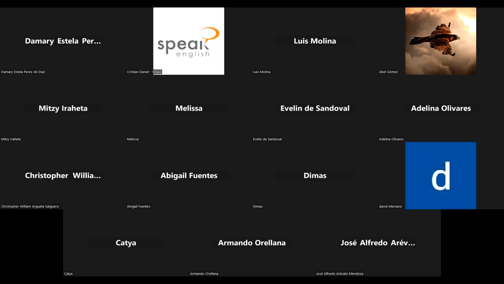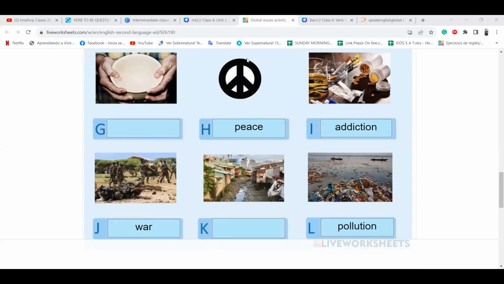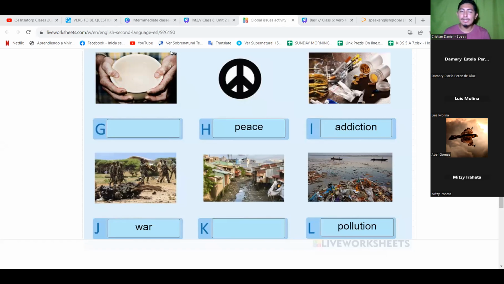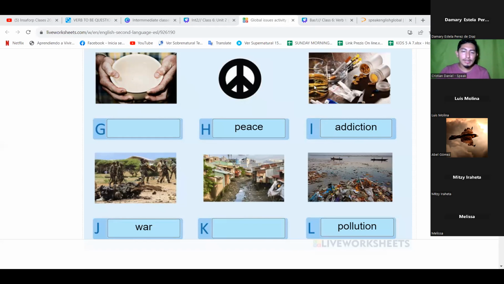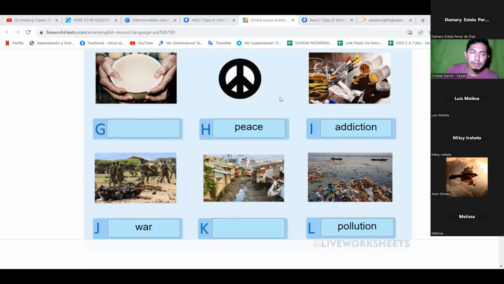As I was telling you guys, let me see. The last words that are missing are, let me share my screen with you. The last words that are missing are famine and poverty. Tell me, Mitzi, what is the next word? Letter G, famine. Okay, letter G is famine. Well done. Of course, everybody, letter K is poverty.